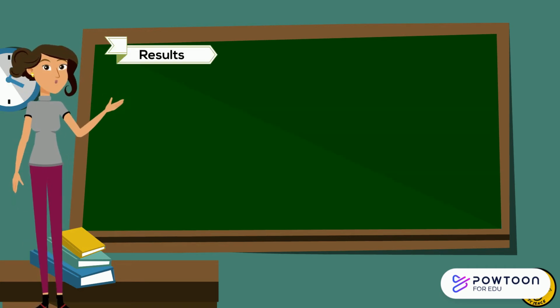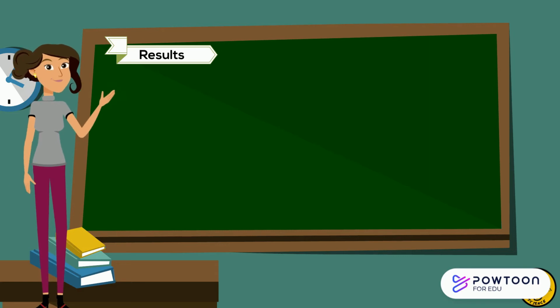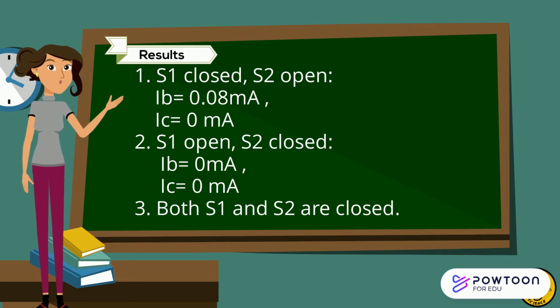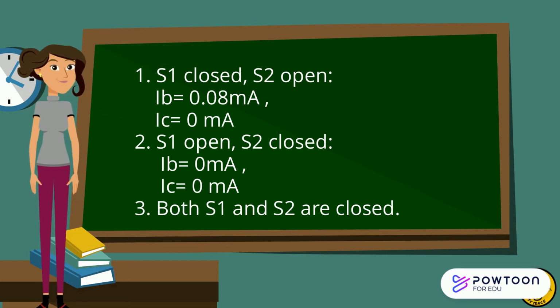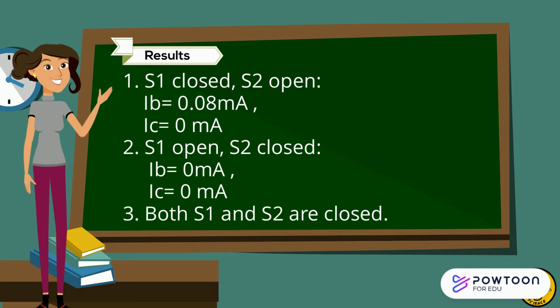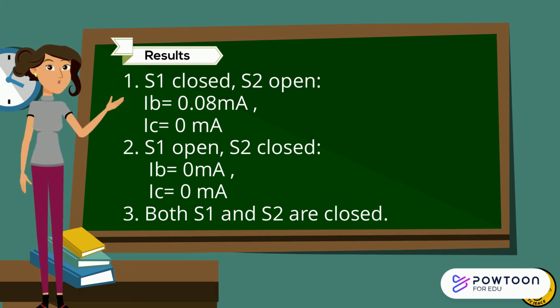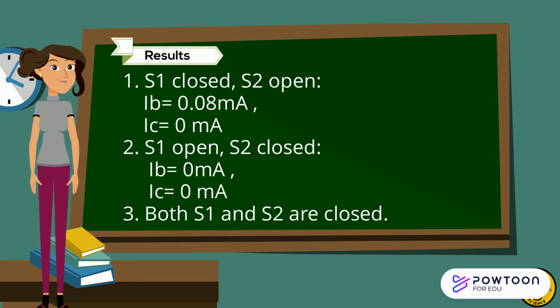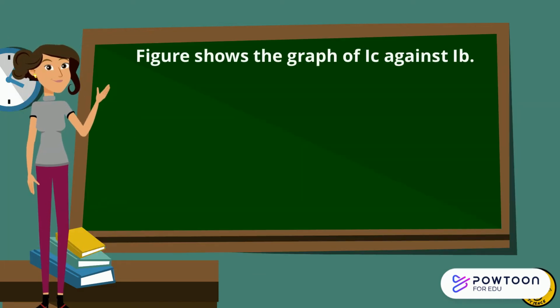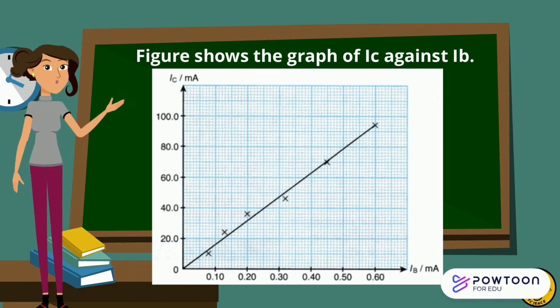The results that we can conclude from this experiment: with S1 closed and S2 open, IB equals 0.08 milliamps, IC is equal to 0 milliamps. When S1 is open and S2 is closed, IB is equal to 0 milliamps, while IC is equal to 0 milliamps. Both S1 and S2 are closed. The figure shows the graph of IC against IB.